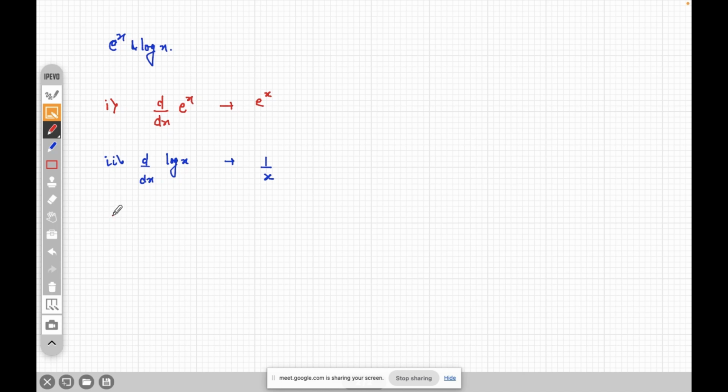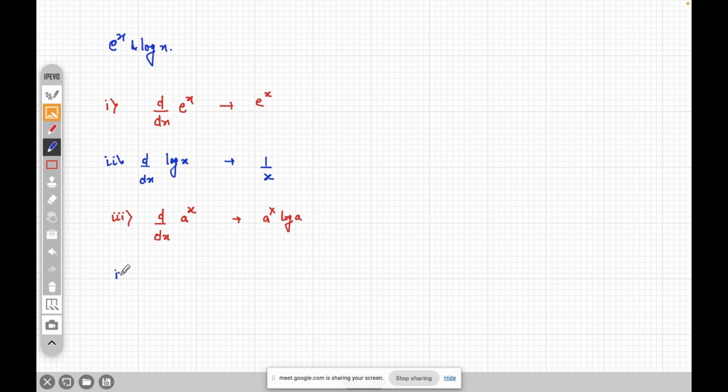Third formula. What is the differentiation of a number to the power of variable? Answer is a to the power x log a. I will prove this function. Don't worry. I'll prove them. But right now I am giving you a list which you have to memorize.